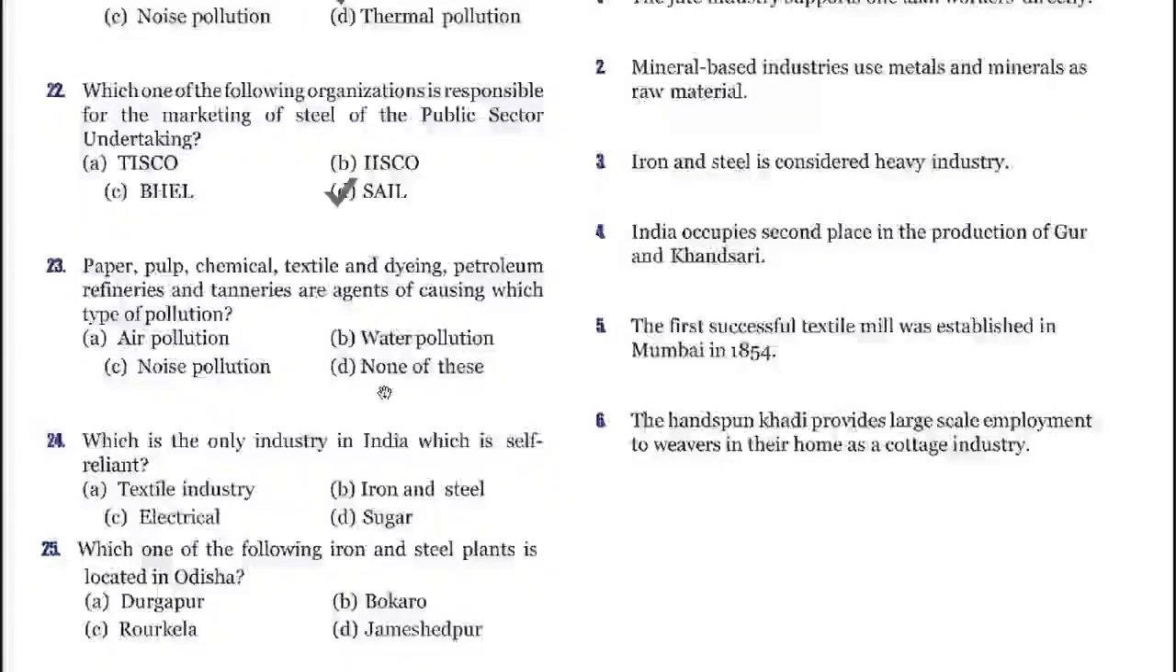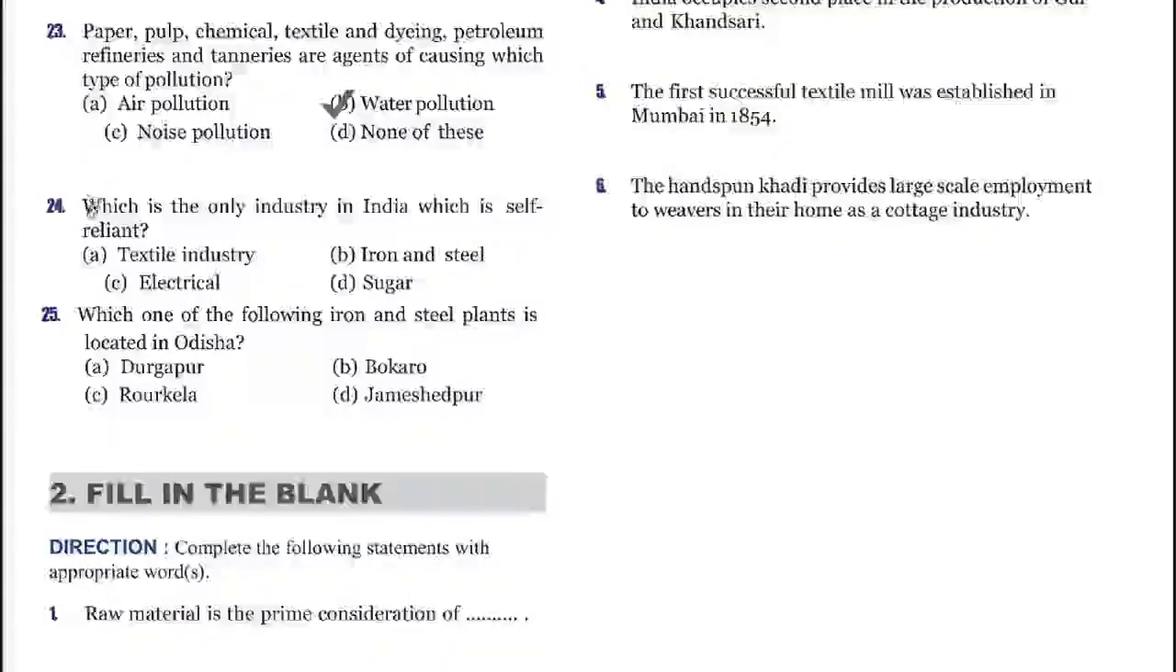Now question 23. Paper, pulp, chemical, textile and dyeing, petroleum refineries and tanneries are agents of causing which type of pollution? Air pollution, water pollution, noise pollution and none of these, and its answer is water pollution. Now question 24. Which is the only industry in India which is self-reliant? Textile industry, iron and steel, electrical and sugar, and its answer is option A, textile industry.